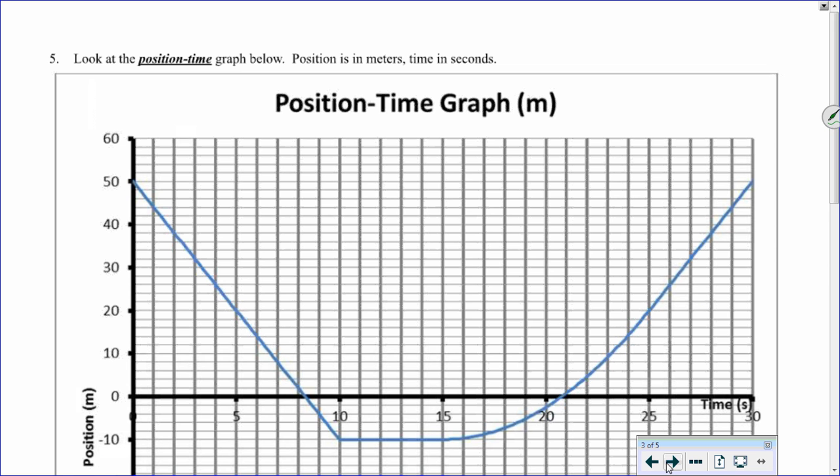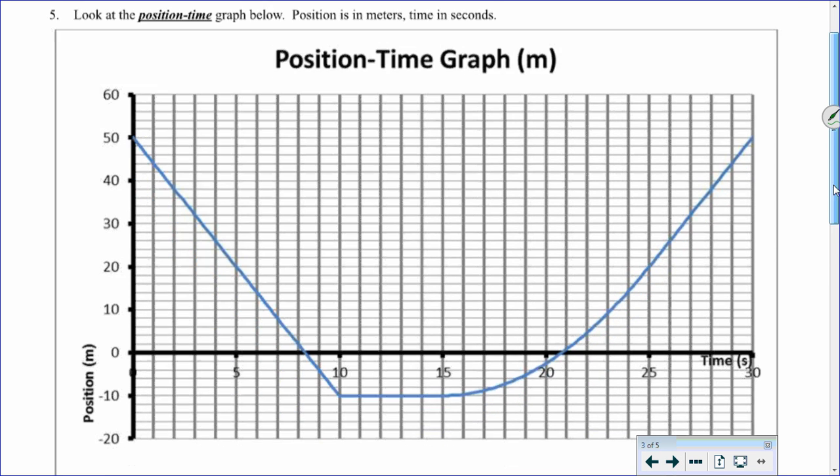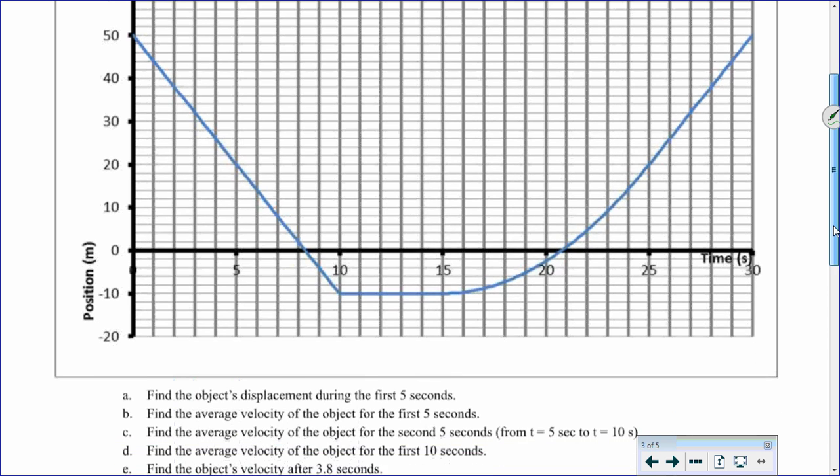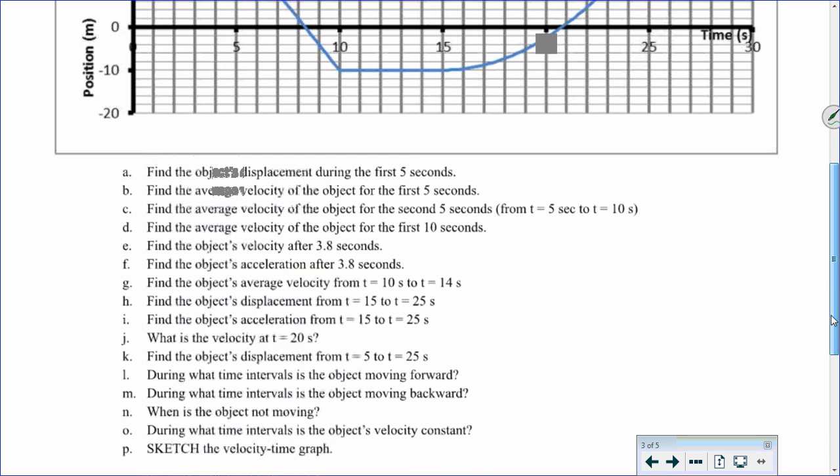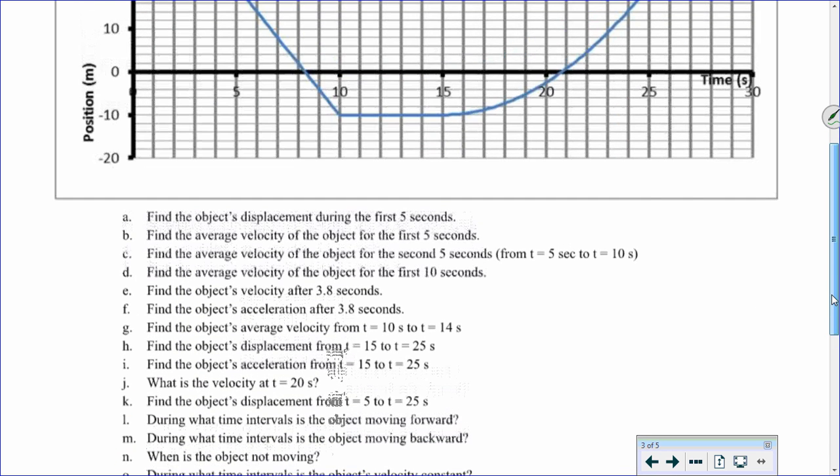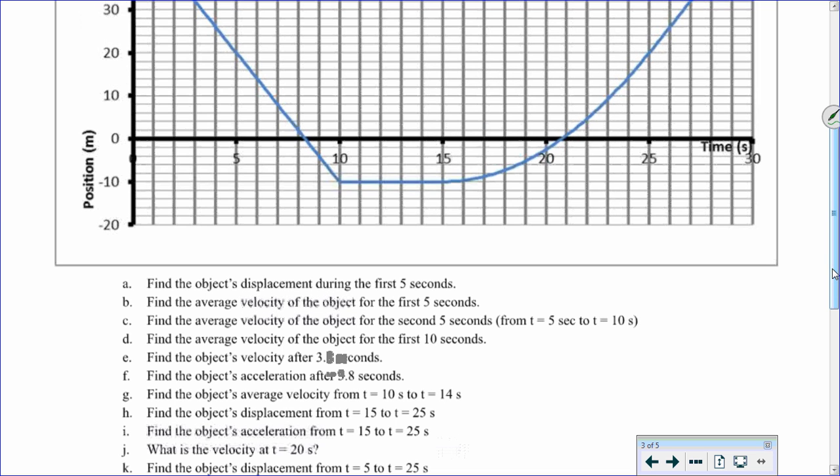Here we go. Last problem. Position time graph. Answers were on the sheet. I think they were actually all right. Any questions on A through H? Oh, Sam.